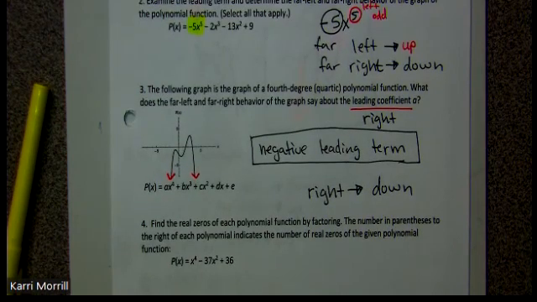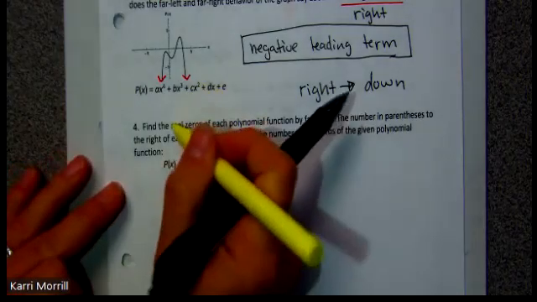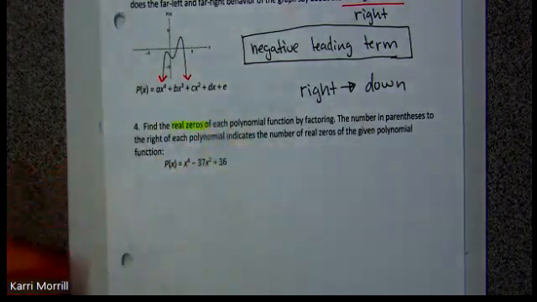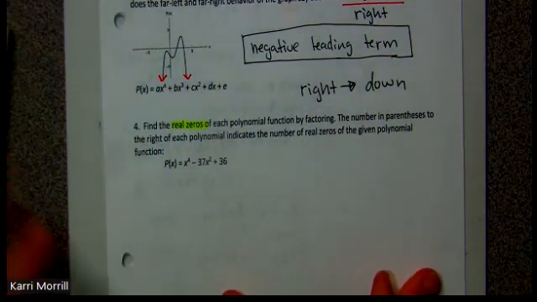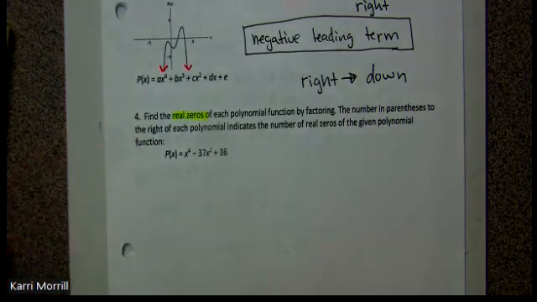side. So number 4, there's a question that reads like this. We didn't really do one exactly like it in the notes prior to this number 4. It says find the real zeros. I know it's blinking. I'll pause a minute. So it says find the real zeros of each polynomial function by factoring.